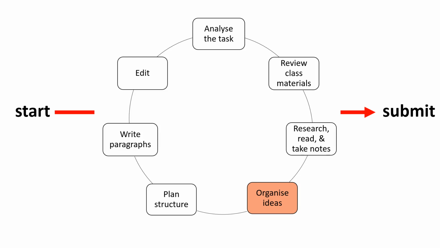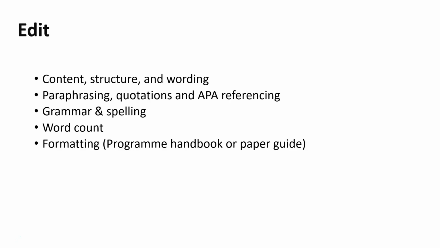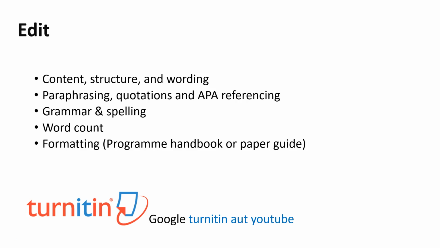You've already seen how to organize ideas using an ideas map to help you plan the structure. Once you've written all your paragraphs, edit your assignment. Read it through a few times and check you've got these things right. You'll submit your assignment through Turnitin to check for any matches with sources. Find out more about Turnitin on AUT's YouTube channel.